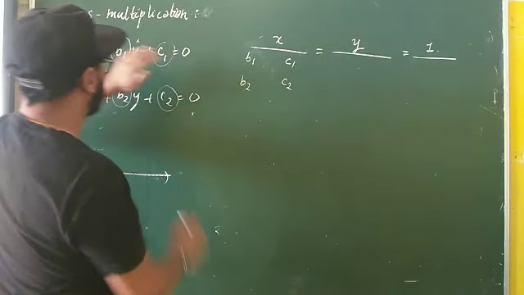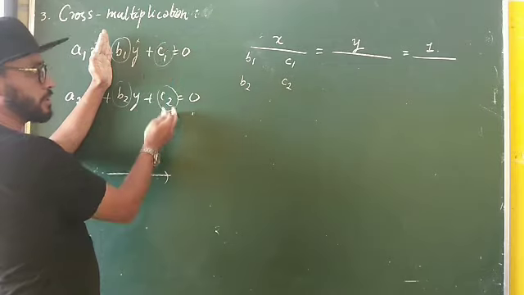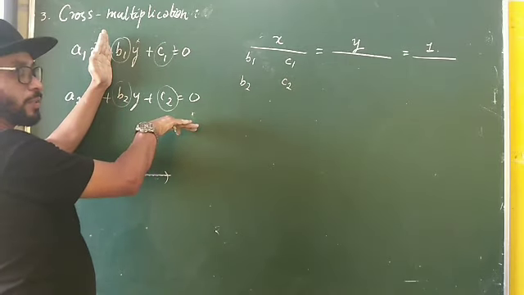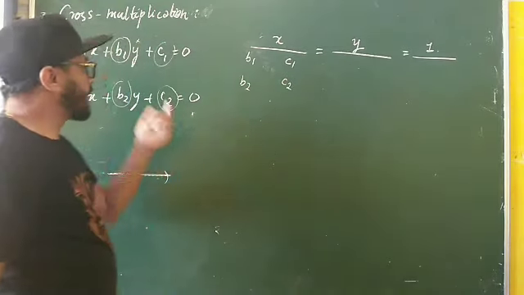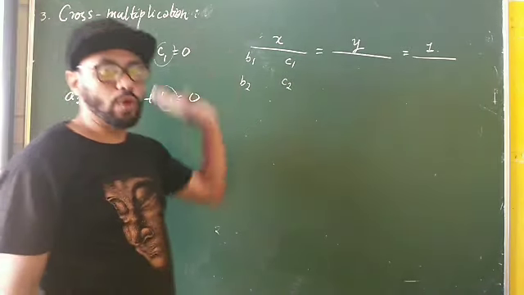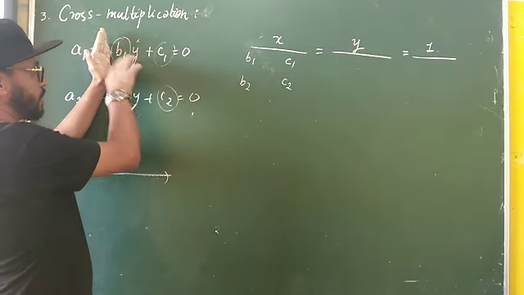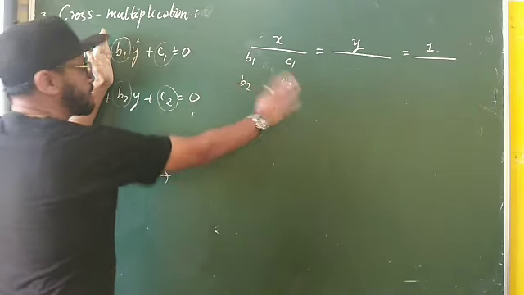So for x, we are not taking x, we are taking the coefficient of y and constant. But we are going this way. You cannot write this constant or the coefficient of y wherever you want. There is a rule. First you start with b1, then you have to go this way. b1, c1, b2 and c2.